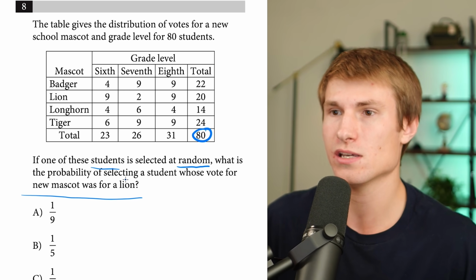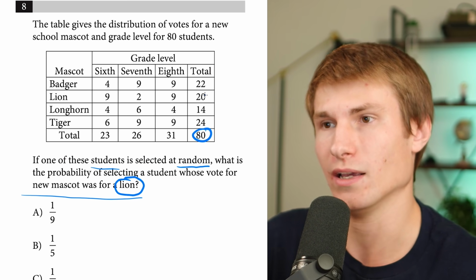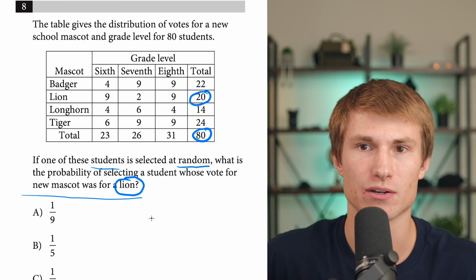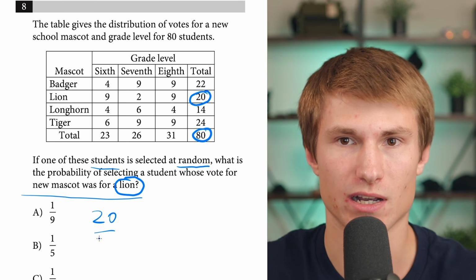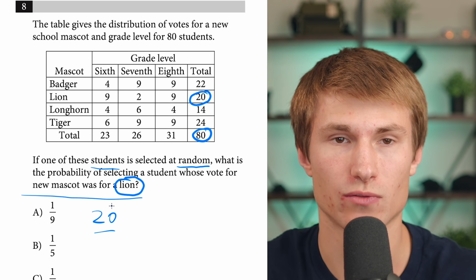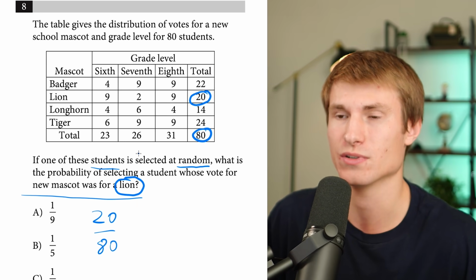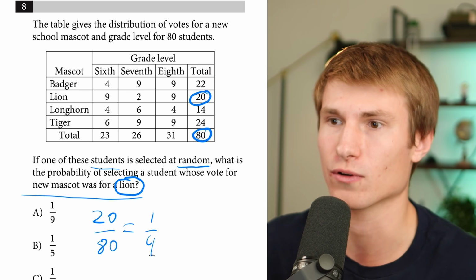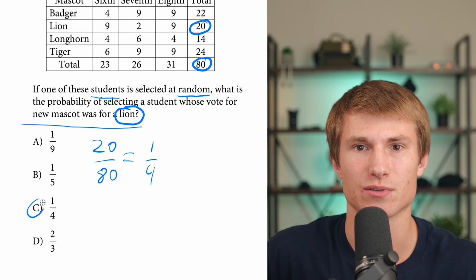Now the key thing here is we are looking for the probability that the student voted for a mascot that was a lion. Which we see is going to be this value here. So our total probability then is going to be 20, which is the part that we are selecting, those students who voted for a lion, over the total that we are selecting from, which is all of the students. So 20 over 80 is going to equal 1 over 4. So if we go ahead and scroll down, we're going to see that that'll be answer choice C. So C will be our answer there.